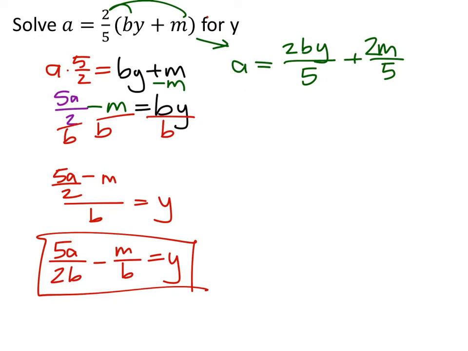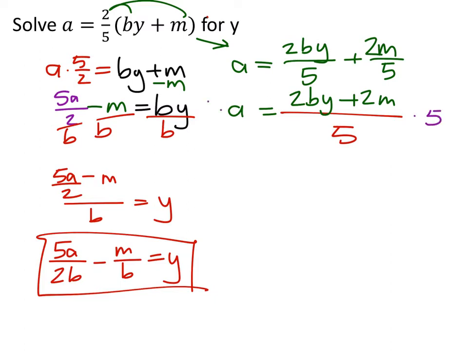Well, I'm going to make it one fraction, okay? So we have common denominators of 5. So I've really got 2by plus 2m over 5, and that equals a. The only reason I did that is so I could multiply both sides by 5, and that gets rid of the fraction right there, okay? So now I've got 5a equals 2by plus 2m.